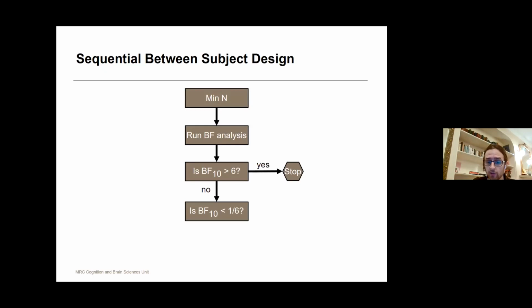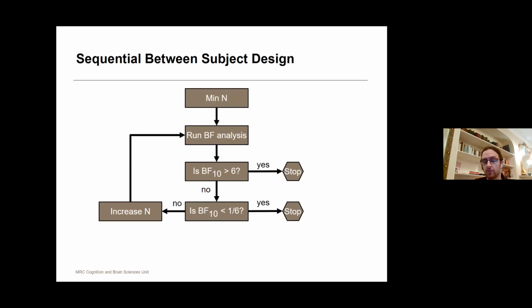If it's not, then you check whether your Bayes factor is below 1/6. In that case, that would mean we have relatively strong evidence that the null hypothesis is true. If that's the case, you also stop your data collection and write up your paper. Or if it's not, you basically increase your N until you reach either of the two criteria.